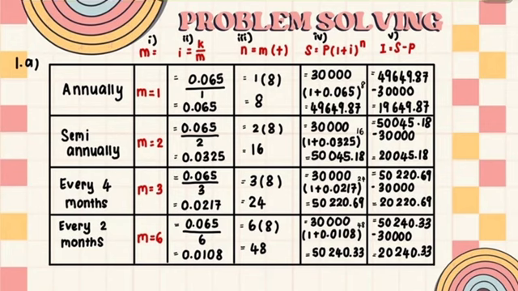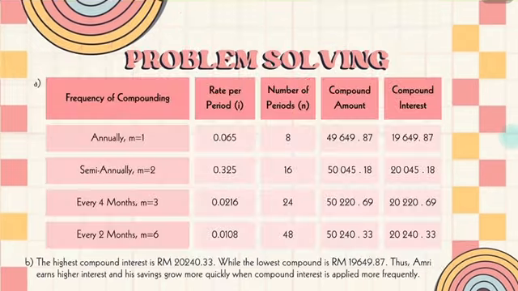So the answer will be RM 50,240.33. Lastly, compound interest: S equal to RM 50,240.33 and P is 30,000, so the answer will be RM 20,240.33. Here is the problem solving for question 1.1b. The highest compound interest is RM 20,240.33, while the lowest is RM 19,649.87. Thus, Amri earns higher interest and his savings grow more quickly when compound interest is applied more frequently.